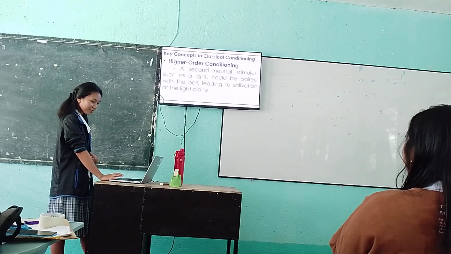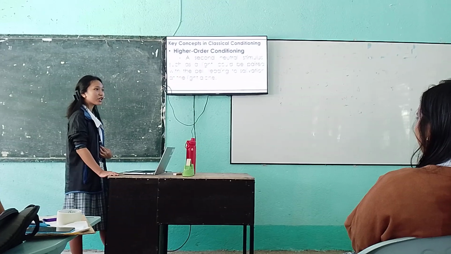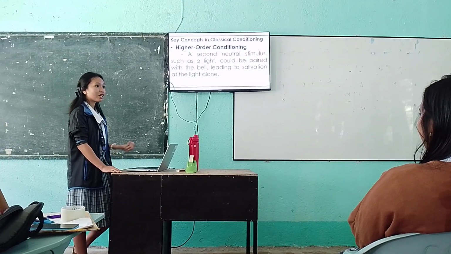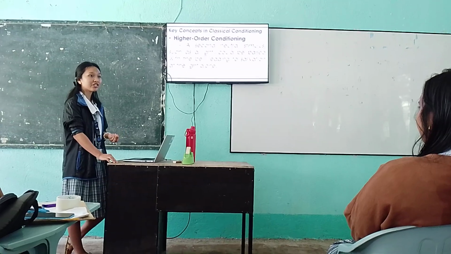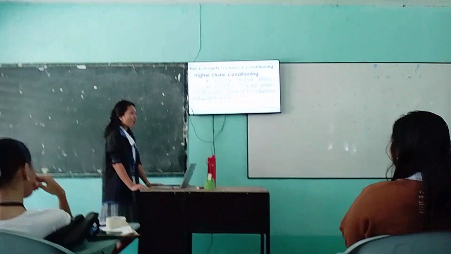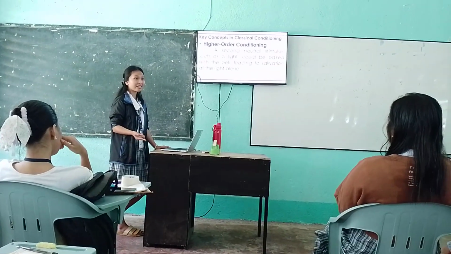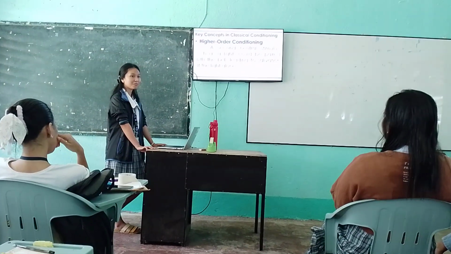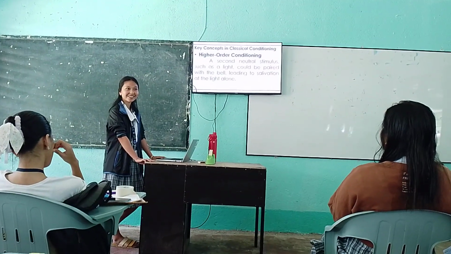So somehow you were conditioned to associate a particular object with your teacher. So at present, when you encounter that particular object, you are reminded of your teacher. That is an example of classical conditioning. Do you understand? Yes.